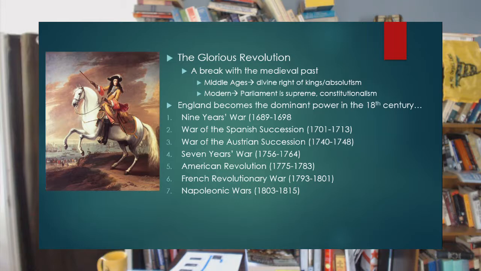The Glorious Revolution is kind of seen as a break with the medieval past. You know, in the Middle Ages, you had the divine rights of kings, you had absolutism. Now in the modern era, the time we're talking about, Parliament is supreme, constitutionalism is supreme, and England is going to become the dominant power in the 18th century. So in the 1600s, France is the dominant power, but as the 1700s progress, England becomes the dominant power through a series of wars, and also because they have a constitutionalist government. So we'll look at some of these wars later on.